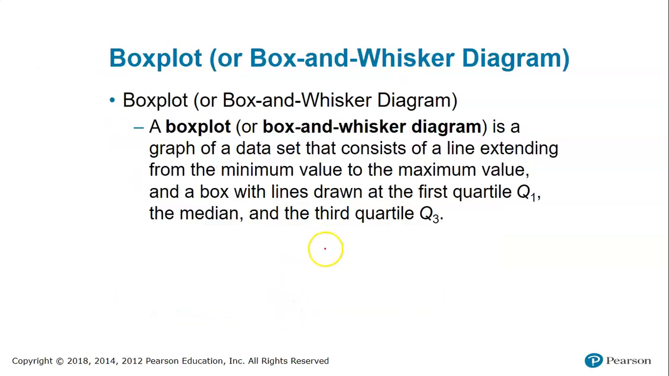Okay, you should be able to graph what's called a box and whiskers graph or a box plot. It's a graph that basically consists of a line extending from the minimum value to the maximum value. And on that line, we have lines drawn at each of the quartiles, the first quartile, the median, and the third quartile.